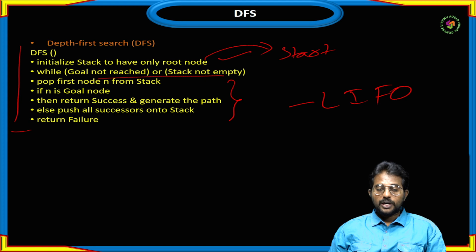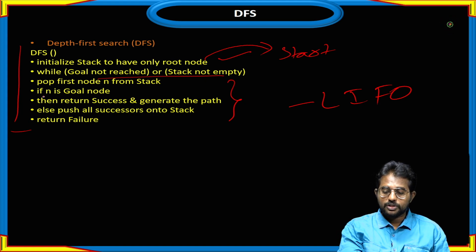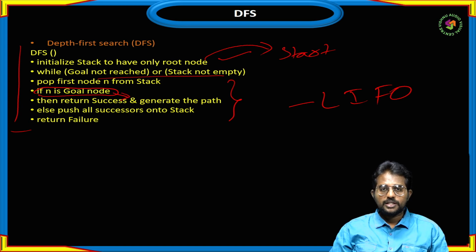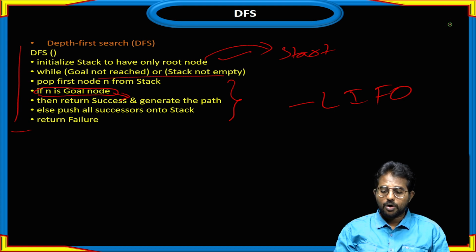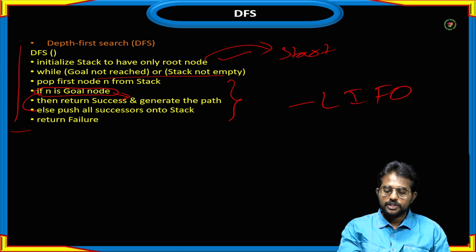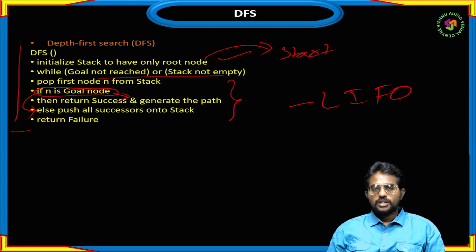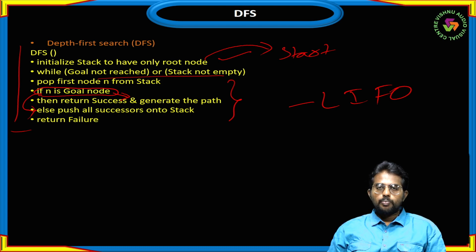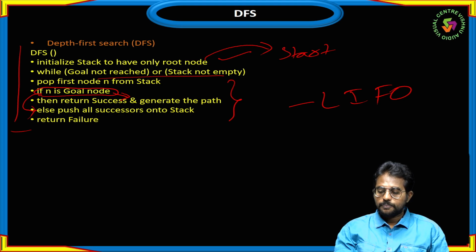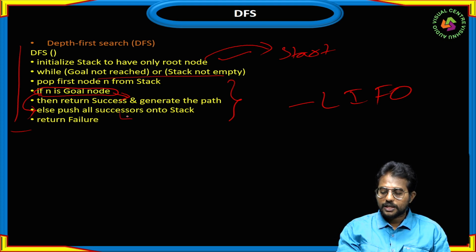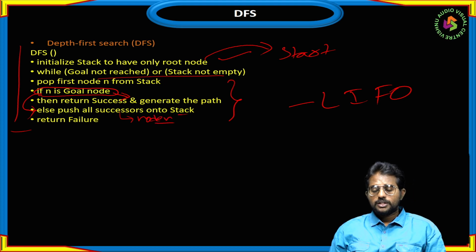Next, if the particular node is not a goal node, that means this condition is true, then this statement is executed. If "n is goal node" is not true, then I will execute this else statement. In this else statement, I will push all the successors of that particular node n, all the successors of node n, onto the stack.